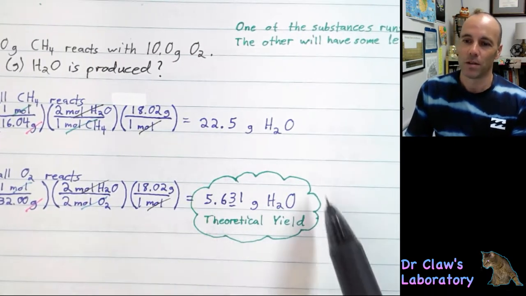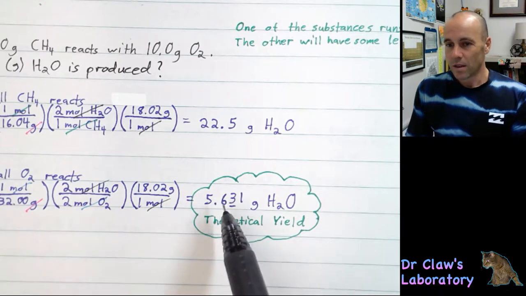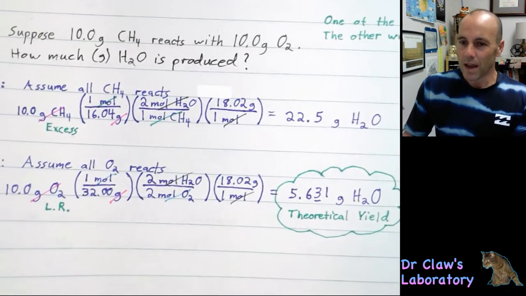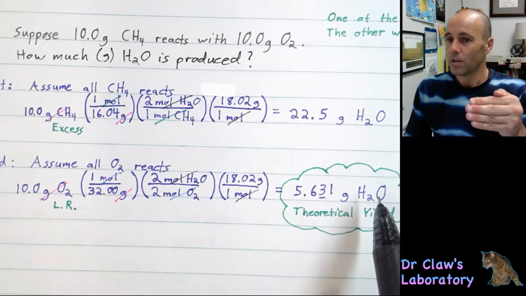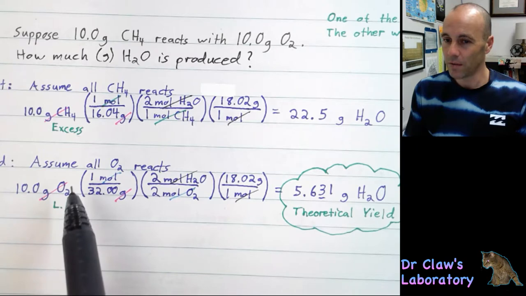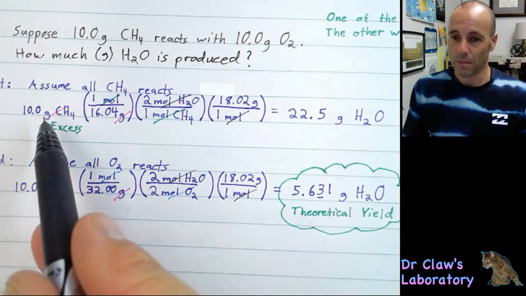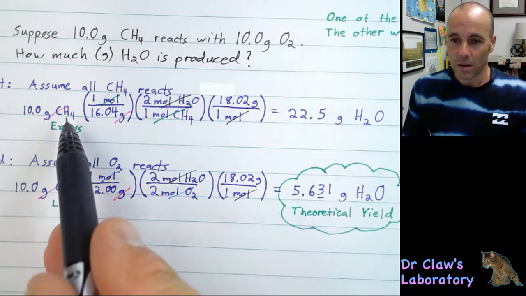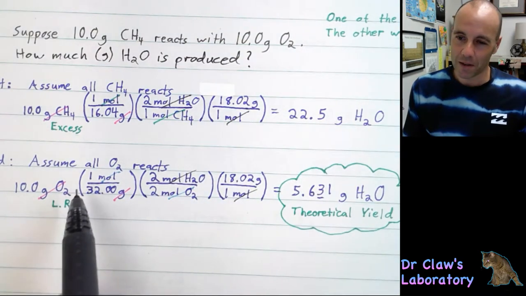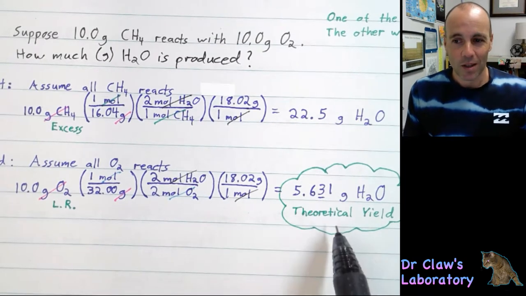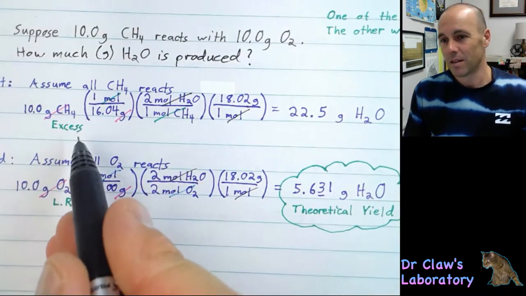Now, it turns out that the smaller number is the correct answer. So this is our theoretical yield of water. The reason that it's the smaller one is because when all of the oxygen runs out, you have formed that much water. We cannot continue to form any more water after that, because you only have enough oxygen to get this much. Once this much water is formed, your oxygen is done. However, methane, on the other hand, 10 grams of methane is enough to give you 22.5 grams of water. So you have enough methane to get 22.5 grams of water, but you only have enough oxygen to give you 5.63 grams of water. And so this is how much water is going to be formed, and we would call the oxygen the limiting reactant, and the methane is in excess.